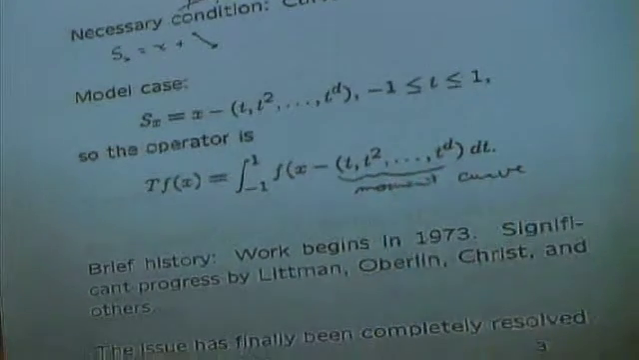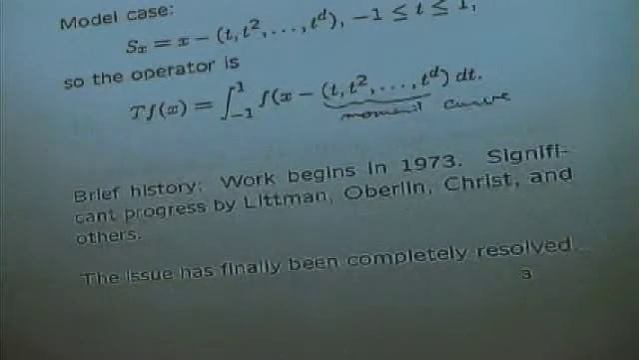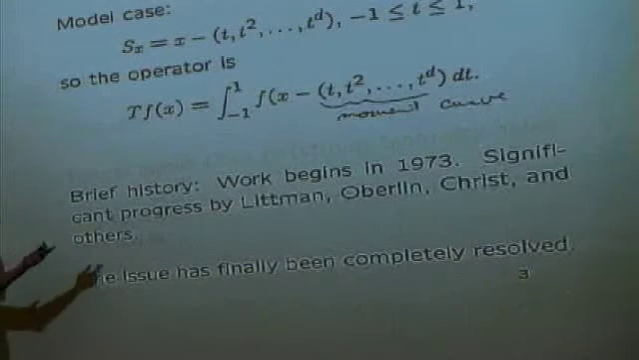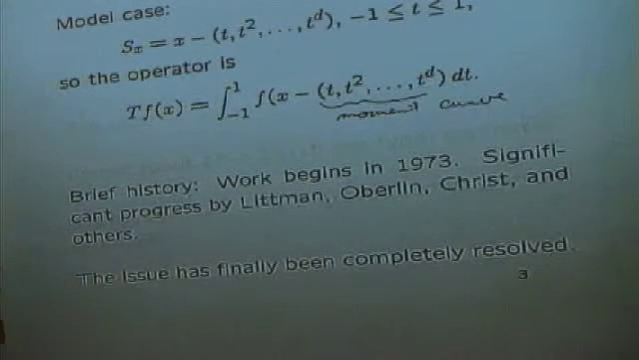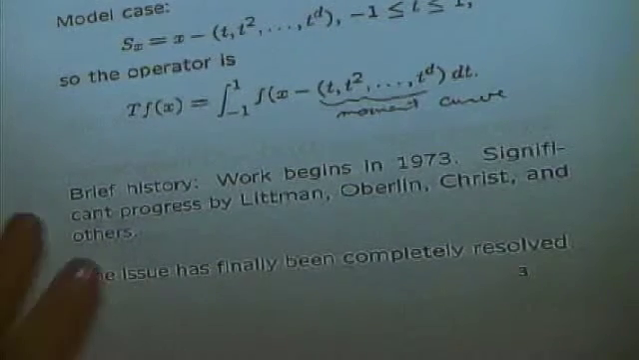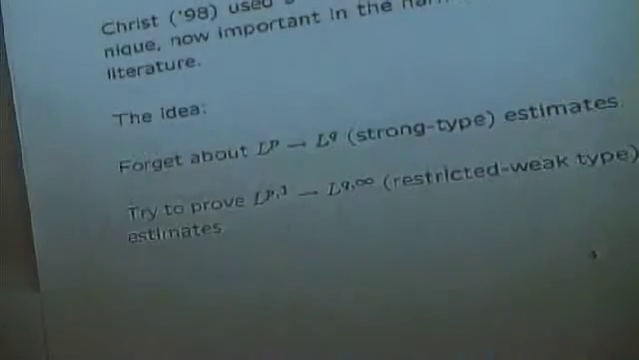So a brief history: some work began in 1973, and there's been significant progress on the problem of LP to LQ bounds by Littman, Oberlin, Christ, and some others. And the issue has finally been completely resolved, and that's what I'm going to talk about. So next I'll talk a little bit about the earlier work.